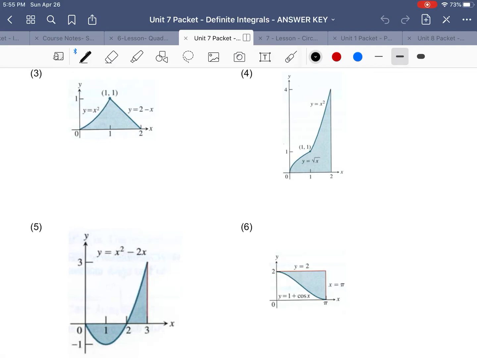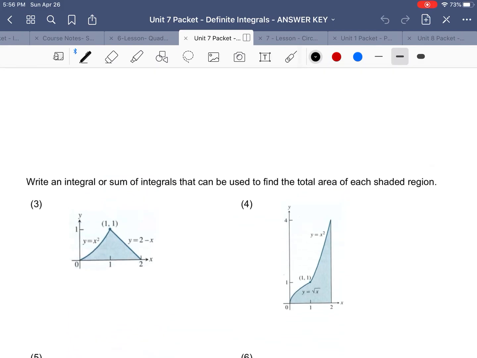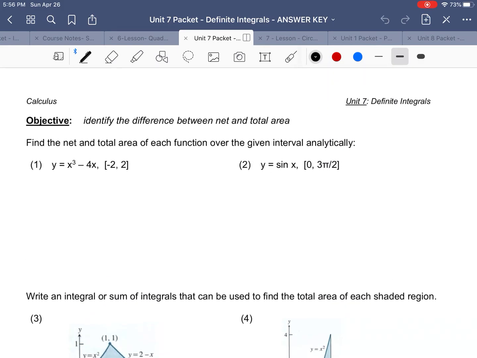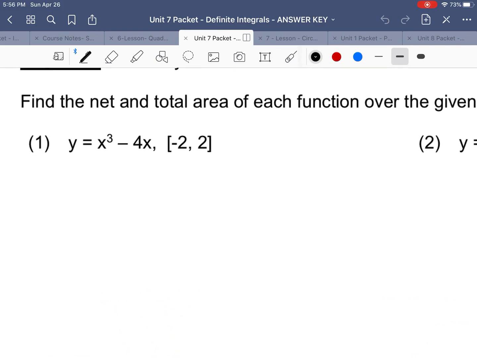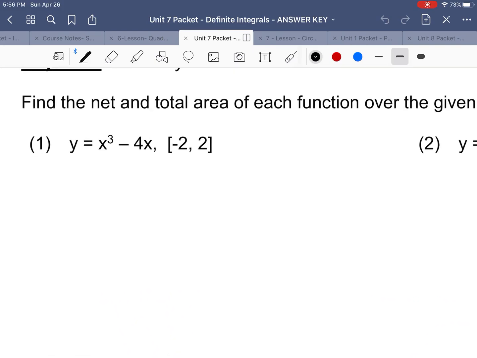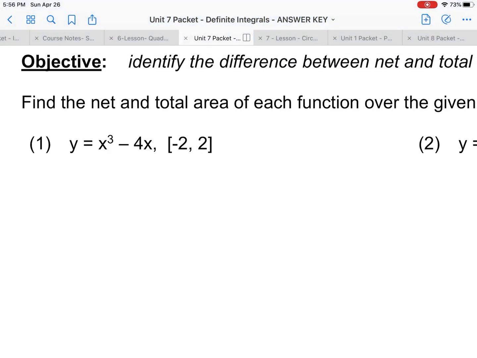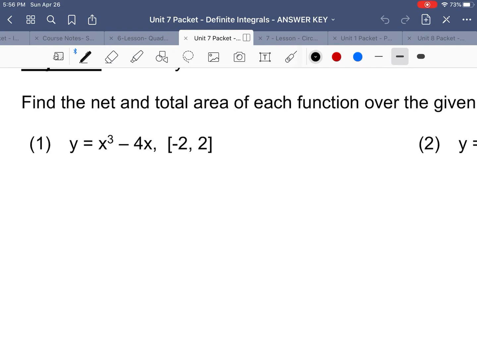Now looking at number 5, for example, you can see part of it is below the x-axis. But if I were to translate this function upward, I could have the entire region in the positive portions of the graph. All right, so when we're looking for total area, we're looking for just what the area would be, assuming that each area is a positive value. All right, so looking at number 1, find the net and total area. The first thing I'm going to do is draw a quick sketch.